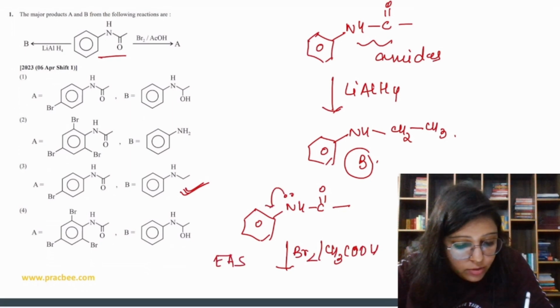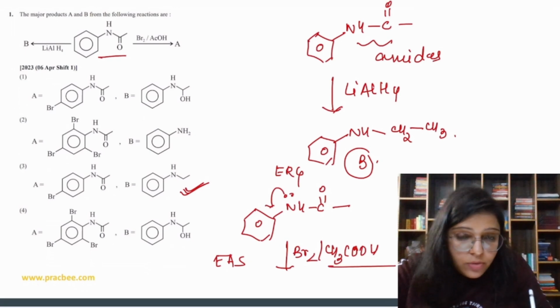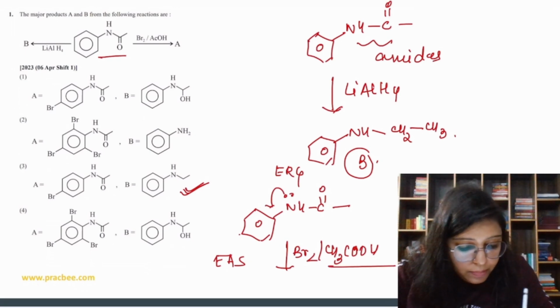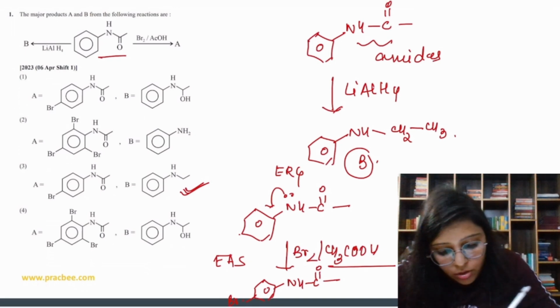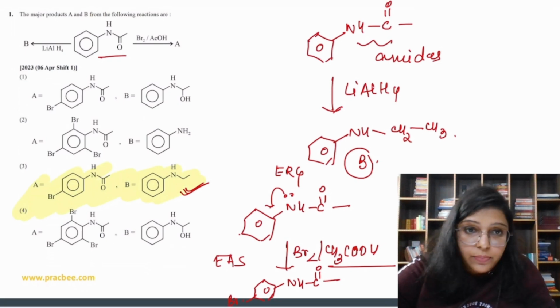So this is an electron releasing group. In the presence of acetic acid, we get Br on the para position. Okay. So on the basis of that, option 3 is the correct answer.